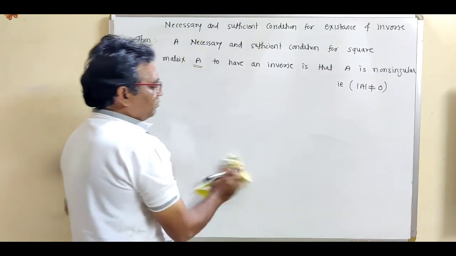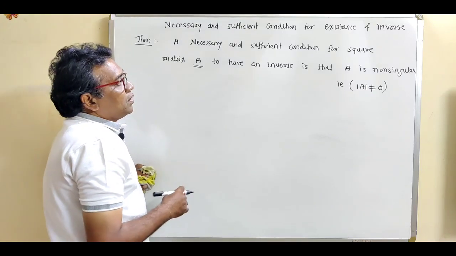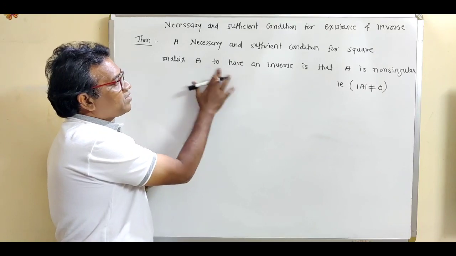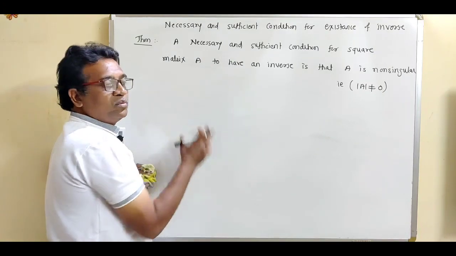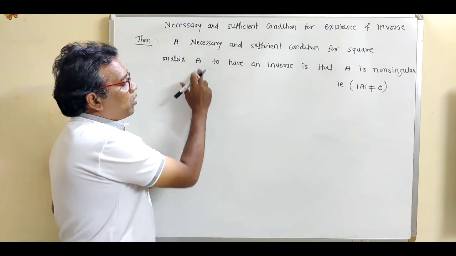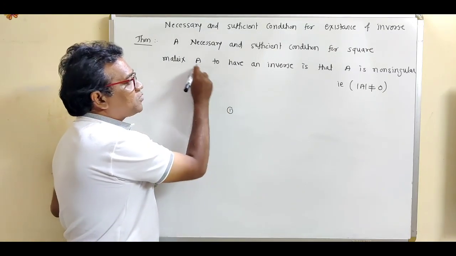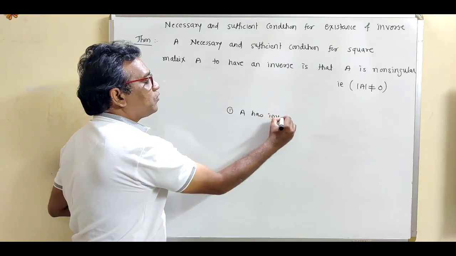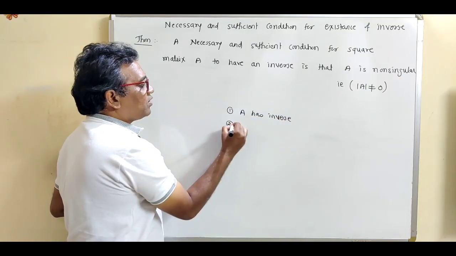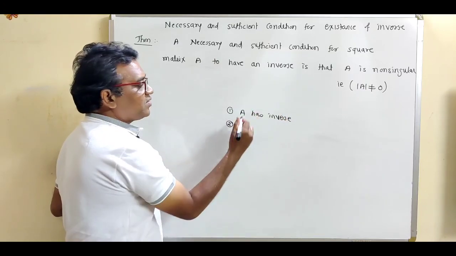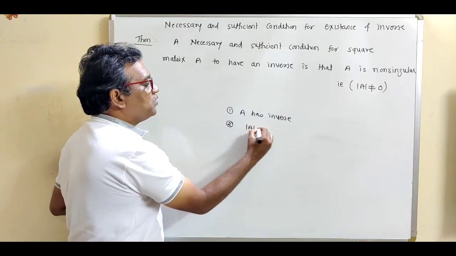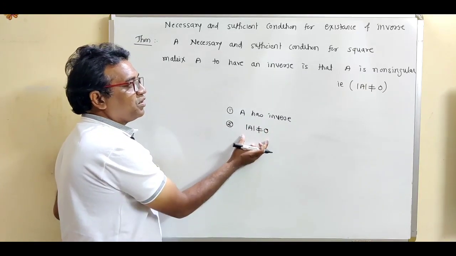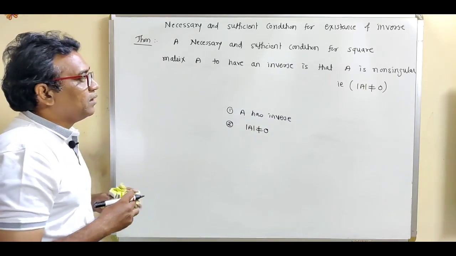So see what is this theorem? Necessary and sufficient means there are two parts. So obviously this theorem contains two parts. Now what is the first part? This matrix A has inverse. And what is the second part? Matrix A is a non-singular matrix. Non-singular matrix means determinant of A not equal to 0. So there are two conditions.